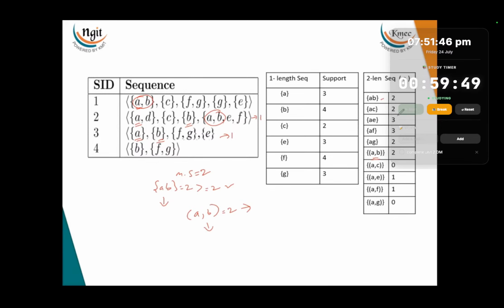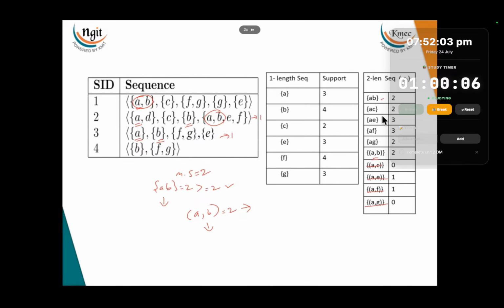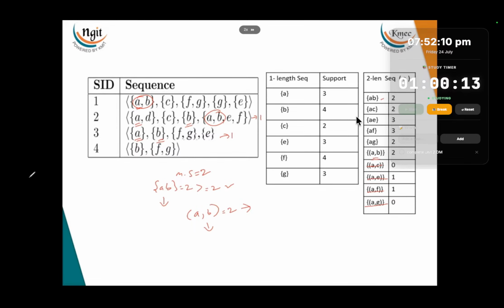Here, among all the length-2 sequences of A, the ones with B are considered frequent subsequences, except A comma C, A comma E, A comma F, and A comma G. All of these do not satisfy the minimum support threshold, so they will be eliminated, and then we'll create the length-2 sequences. This is created only for A. Now we need to create them for the other elements, B, C, E, and so on. So let us see that.